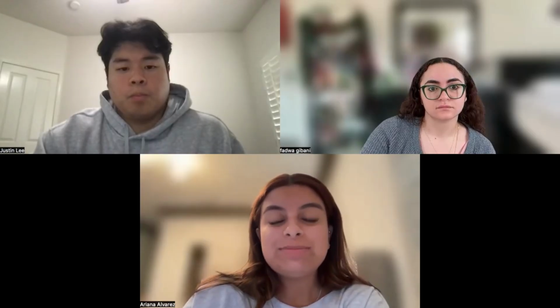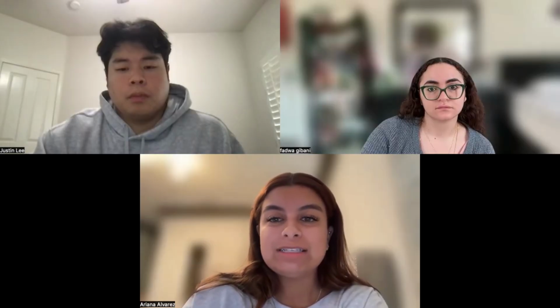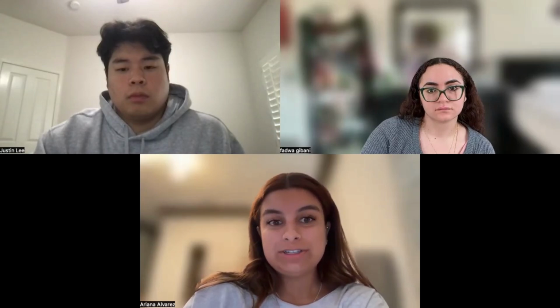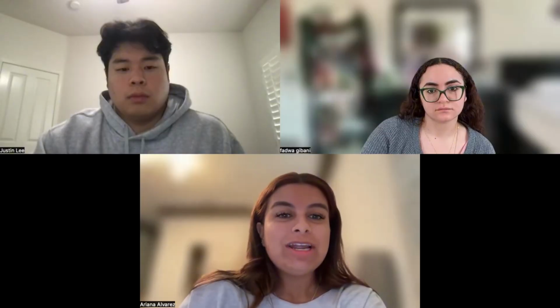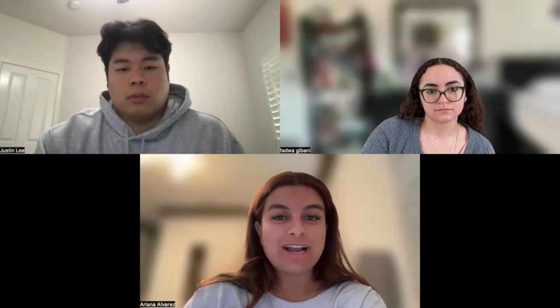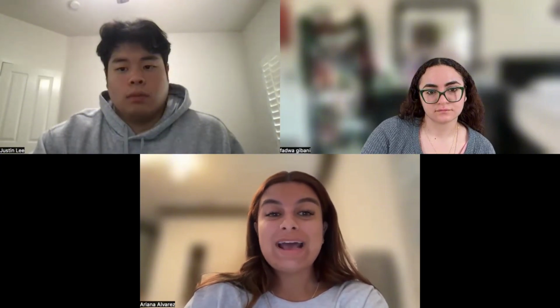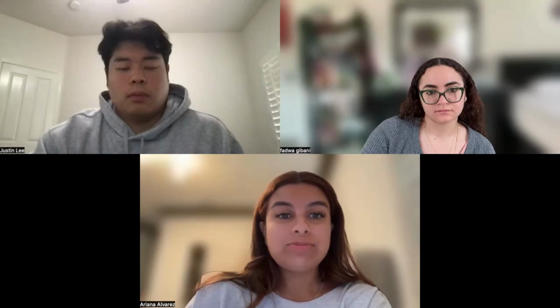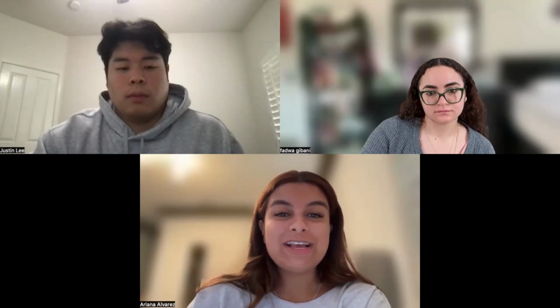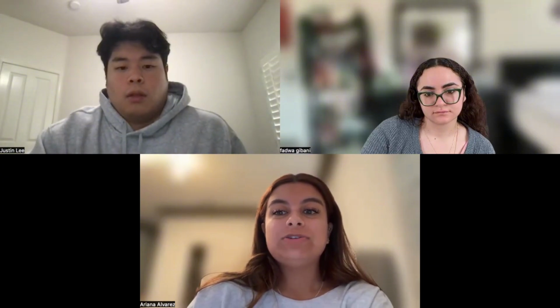The esophageal phase begins once the bolus passes through the upper esophageal sphincter. Primary peristaltic contractions transport the bolus toward the stomach, after which the UES returns to resting tone to prevent retrograde flow. Disruptions in this phase may result in reflux, globus sensation, or esophageal dysphagia.